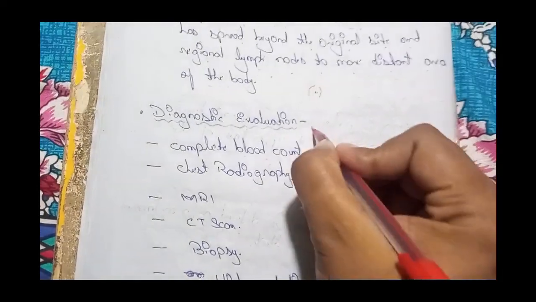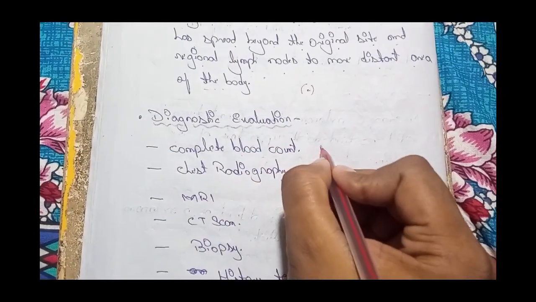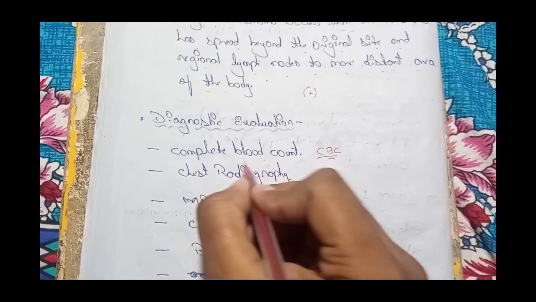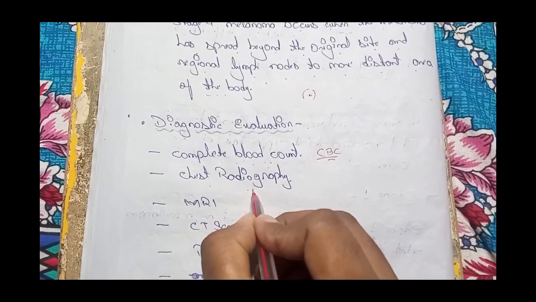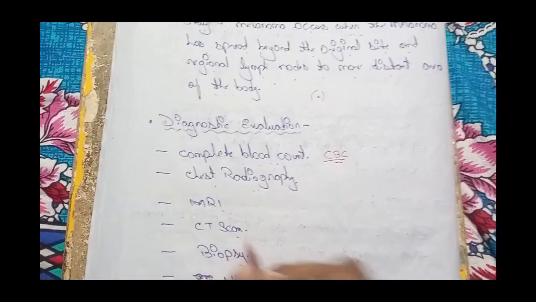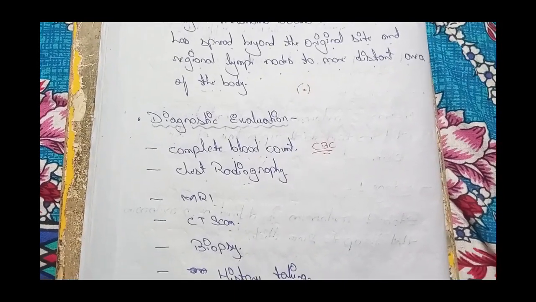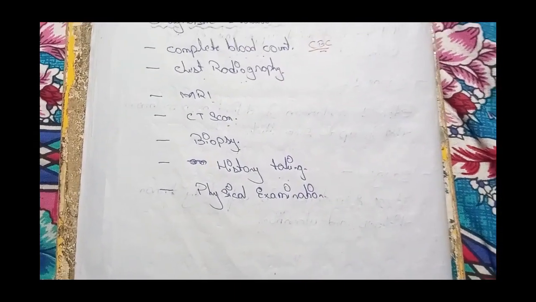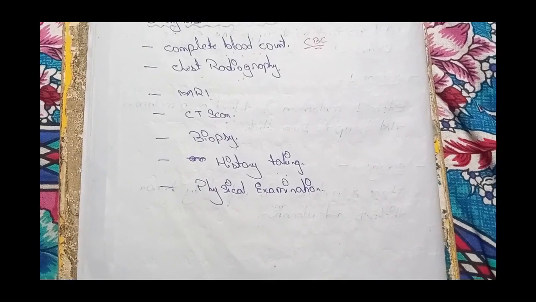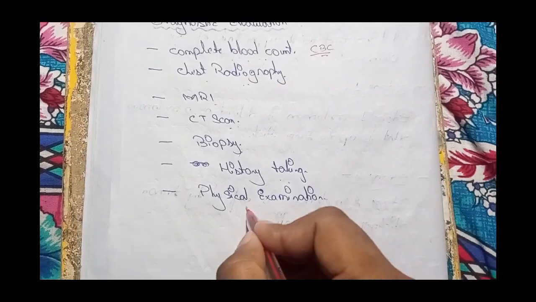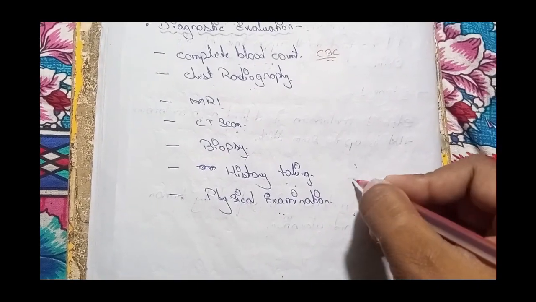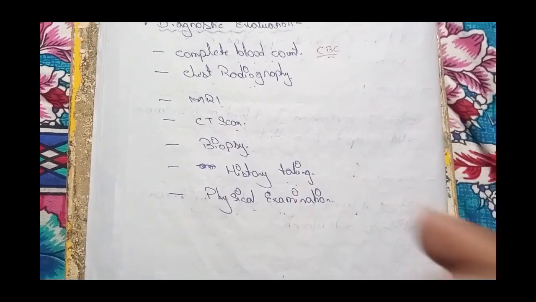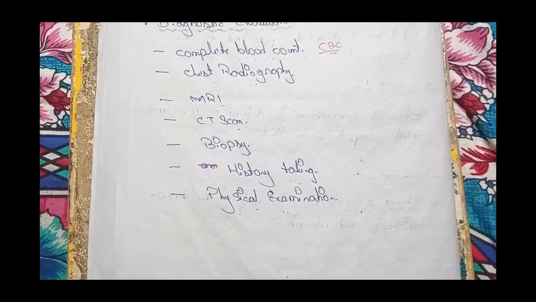So diagnostic evaluation means how we can detect that it is skin cancer. CBC, complete blood count, is most important. Then chest radiotherapy, MRI, CT scan, biopsy. History taking means if there is any history of skin cancer, we can get that in the history. Then physical examination, from head to toe, we can do a physical examination, and in that we can detect that it is a skin cancer.